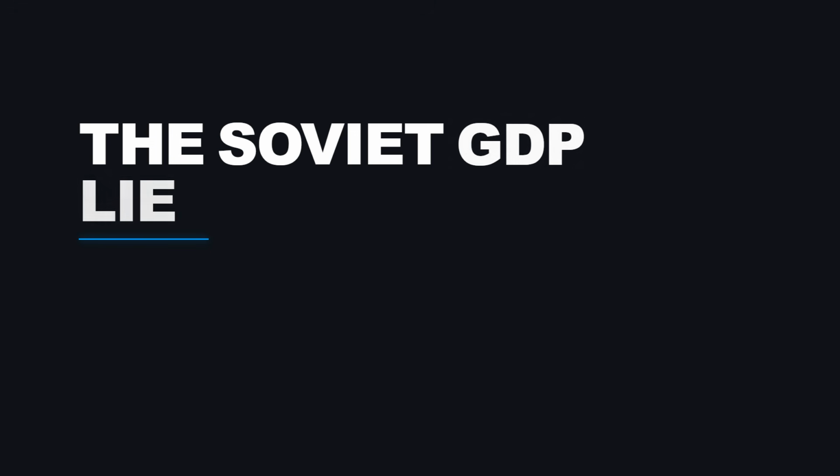This is the story of how the CIA built its Soviet GDP number, why economists still argue about how wrong it was, and what that means for every dataset on this channel starting its clock in 1991.